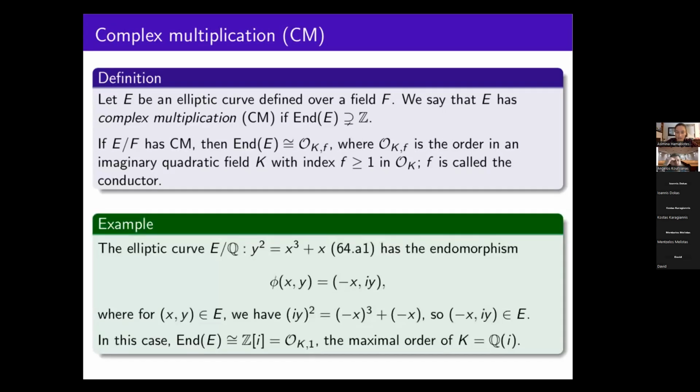So here's an example. This curve y² = x³ + x has this endomorphism where φ(x,y) = (−x, iy). You can see that for (x,y) on E, if you plug these into the equation, we have that (−x, iy) is also on E, and you can check that this is an endomorphism. In this case, the endomorphism ring is isomorphic to Z[i], which is the maximal order of Q(i).